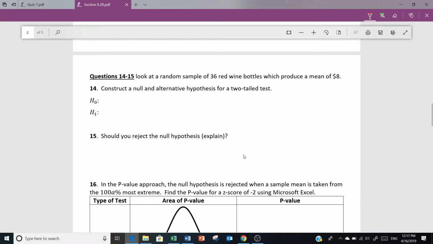So 8 is the sample mean. What's the probability of getting a sample mean like 8? I think it was 5%. We kind of already did the calculations. 5%, exactly. So you do reject. At this point it's our opinion, but 5% seems pretty low to me, so I would probably reject it.